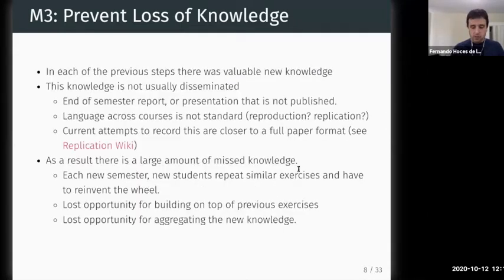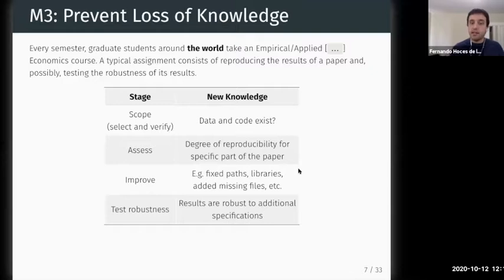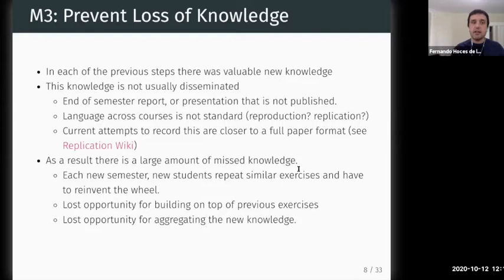and also might test how the results might be robust or not to additional specifications that are not in the paper. And particularly when they confirm that the results in the paper are robust to new tests, there are few incentives to codify this knowledge. So each semester, in each of these previous steps, there's going to be new knowledge, but this new knowledge is not going to be disseminated in a systematic fashion.